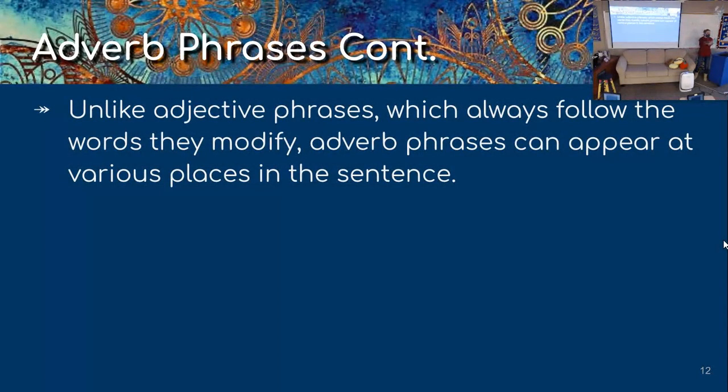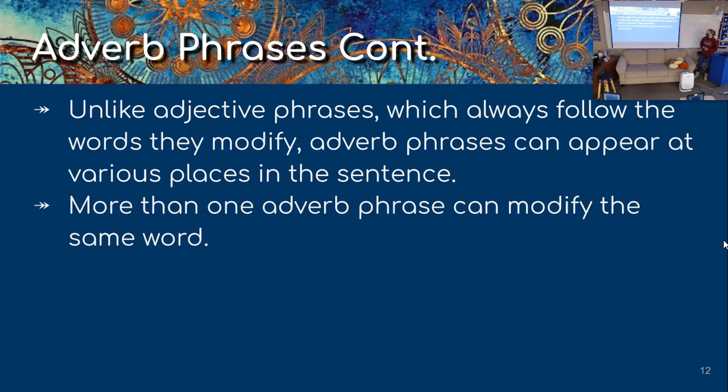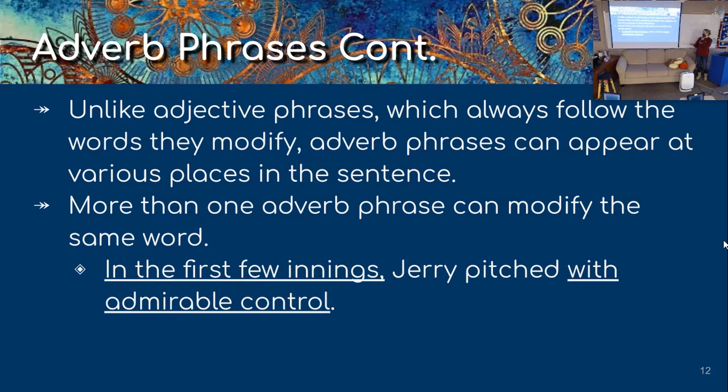Okay, so I kind of already mentioned this, but unlike adjective phrases, which always follow the words that they modify, adverb phrases don't. They can appear anywhere in the sentence, which is why those adjective and adverb questions are super important to use, you guys. Make sure you're memorizing those and utilizing them. You can also, just like adjective phrases, have more than one adverb phrase modifying the same word. So here's an example of that.